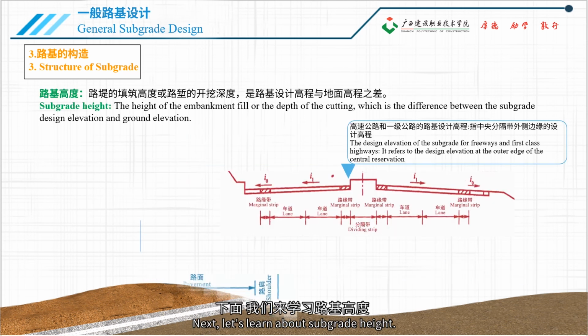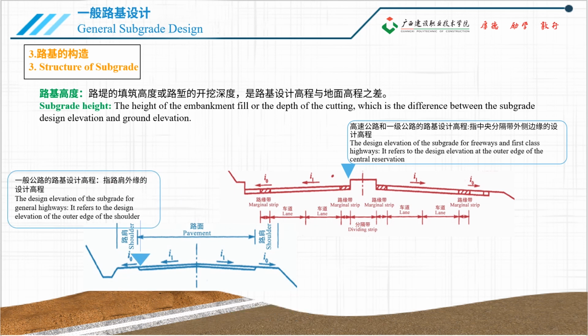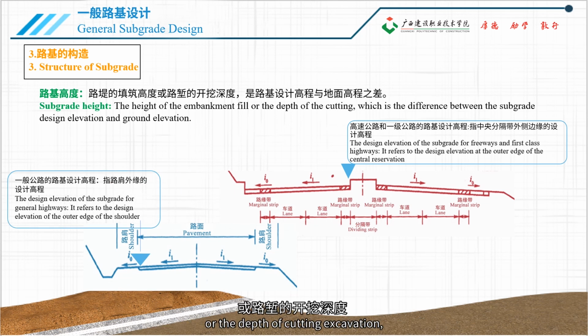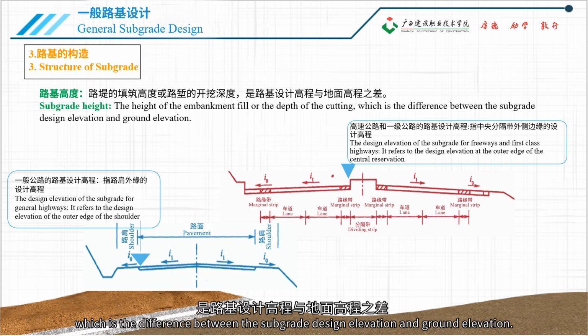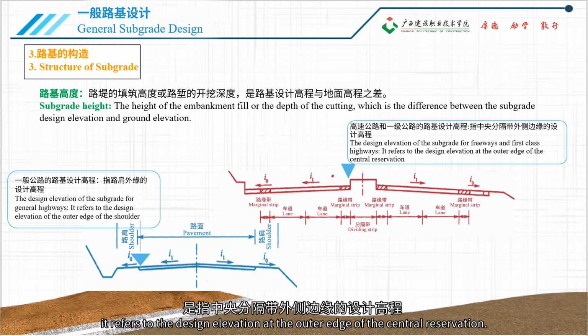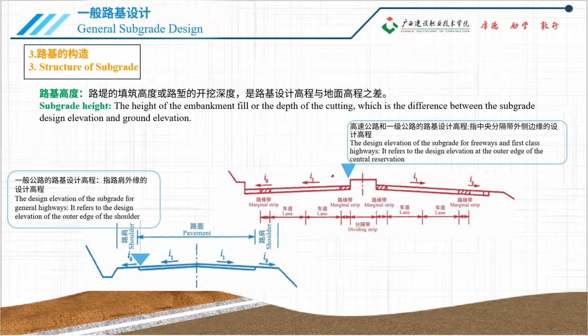Next, let's learn about subgrade height. Subgrade height refers to the height of embankment filling or the depth of cutting excavation, which is the difference between the subgrade design elevation and ground elevation. Generally, the design elevation of a highway subgrade refers to the design elevation at the outer edge of the shoulder. For freeways and first-class highways, it refers to the design elevation at the outer edge of the central reservation.